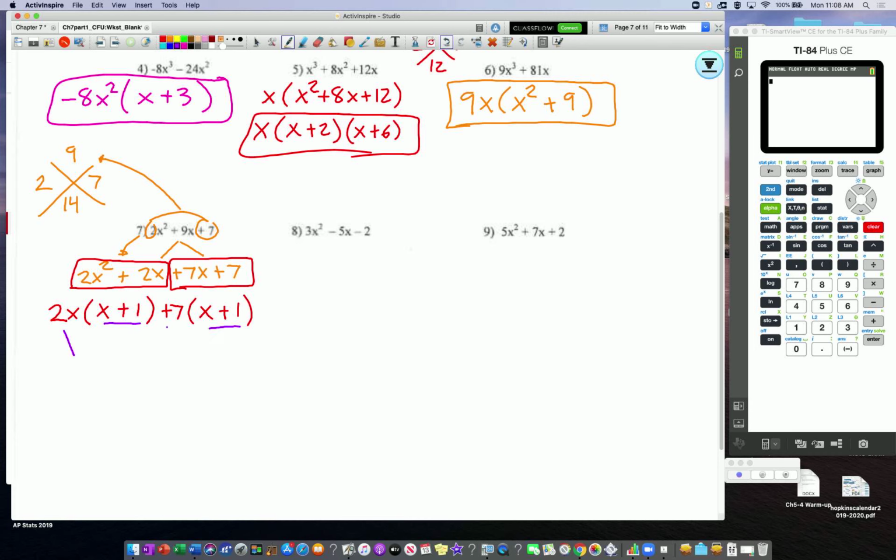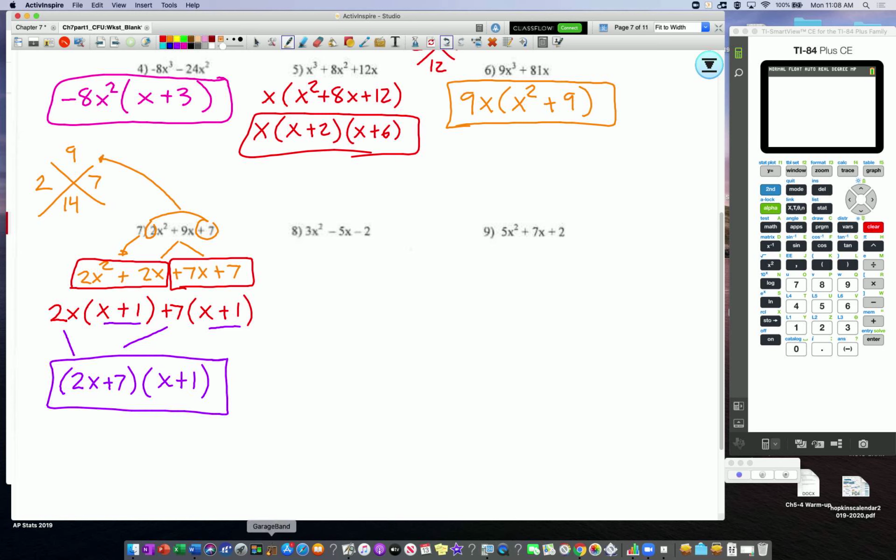So in the first set of parentheses, I have 2x plus 7 sets of x plus 1s. Okay, so I'm just taking 2x sets of them, and I'm adding 7 more sets of them. So I have 2x plus 7 sets of x plus 1s. All right, that one is done.